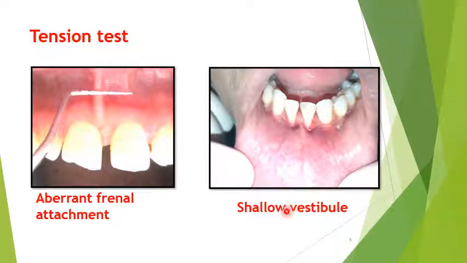Or in the case of a shallow vestibule, the lower lip is stretched upward and outward, and if with the movement of the lip there is movement of the gingival margin, then we say that attached gingiva is deficient or inadequate and the tension test is positive.